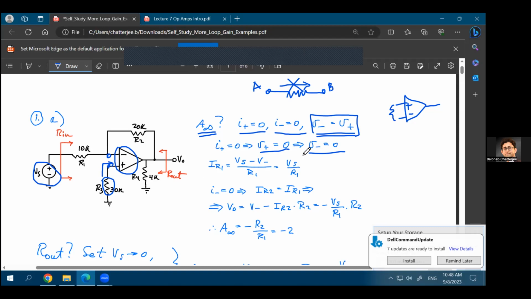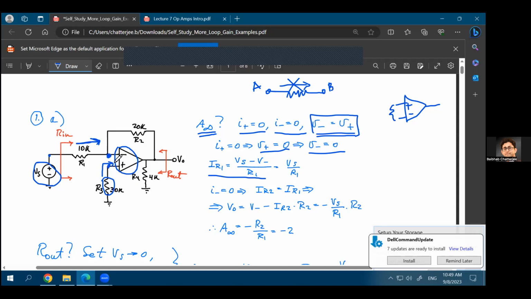So you can find out what is the current IR1, that is the current flowing through this R1 resistance. That would be this Vs voltage minus the voltage at the V minus point divided by R1. And because you know V minus is equal to 0, this will be equal to Vs over R1. So you know what is the current flowing through this resistance as a function of the voltage at this point and the voltage at this point.